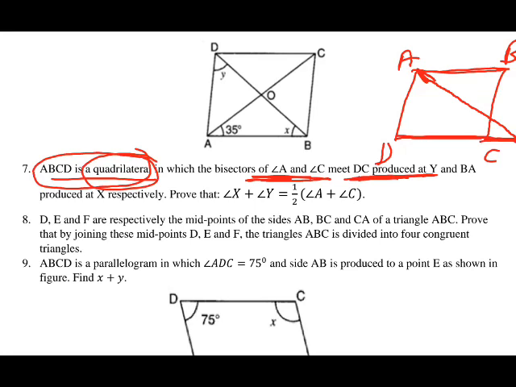The next thing they have told you here is that the bisector of angle C meets BA produced at X respectively. Did they say angle B? No, they have told you angle C. The bisector of angle C, where is angle C? This one, right? The bisector of this angle is going till here, and then if BA is produced, it meets at X. Understood?